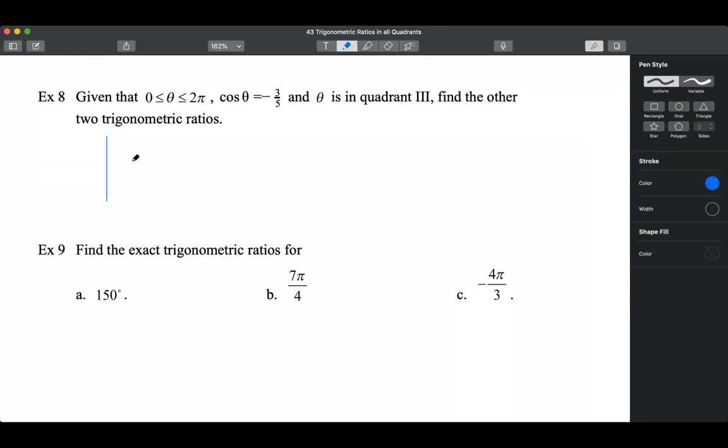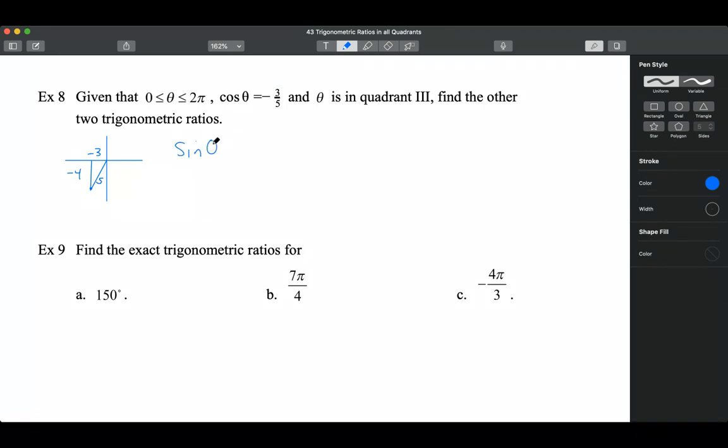So I'm going to make a sketch of this. So quadrant 3 over here, and then adjacent side 3, hypotenuse 5. So that gives me my -3 here. The 5 is positive because it measures the length of the radius. And then Pythagorean theorem or knowledge of triangles will tell you that this side is going to be -4. And it's negative because I'm in quadrant 3.